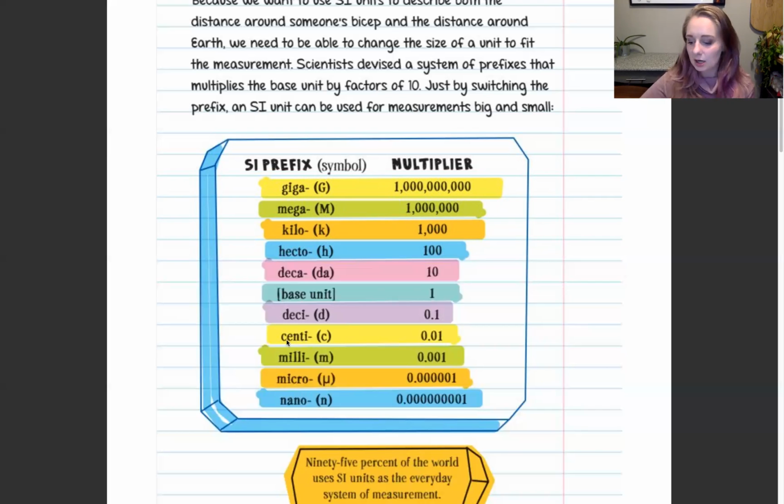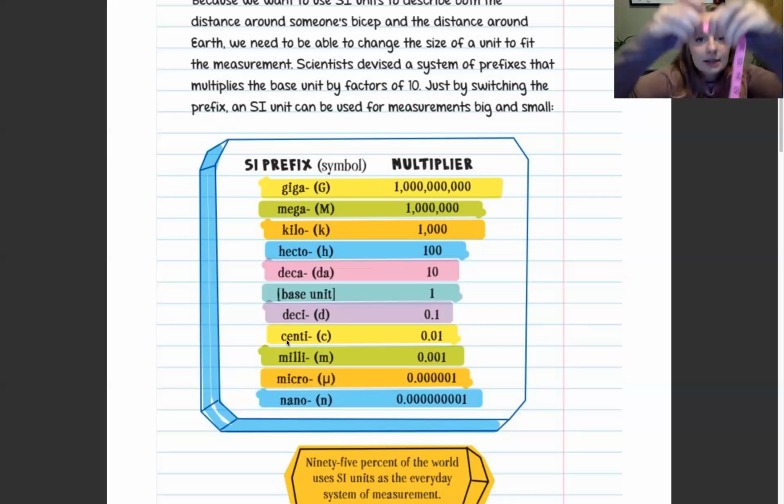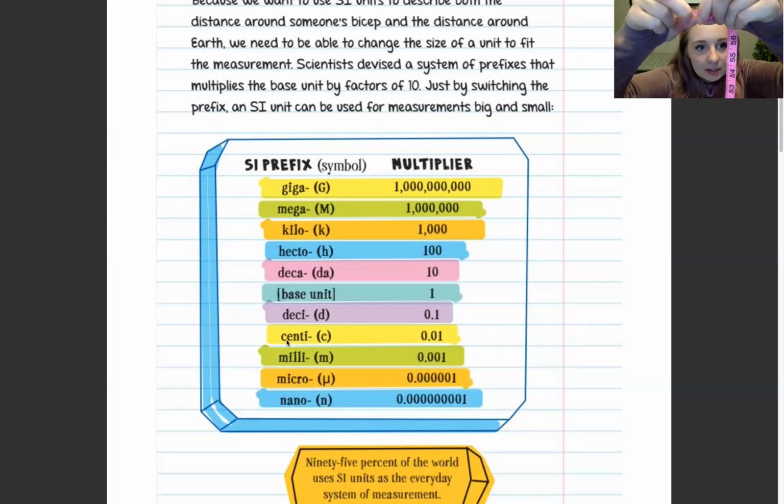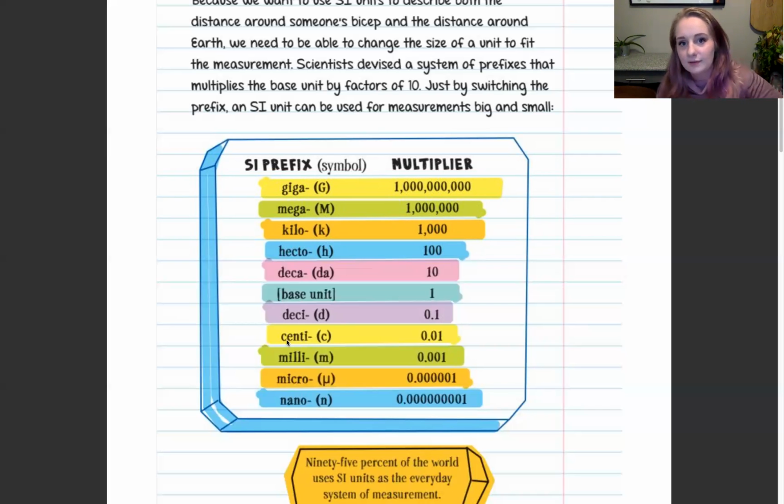So a centimeter, I have a little measuring tape right here. So a whole meter is this, this is a whole meter. And a centimeter is about that big, and a millimeter is about that big. The width of a dime is a millimeter.